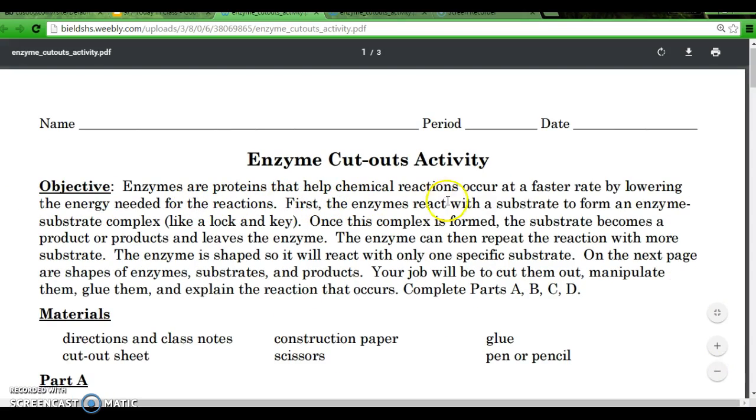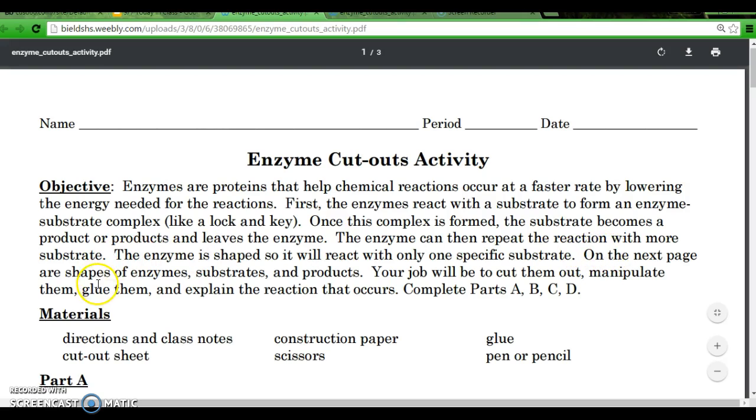Now, first, the enzymes react with the substrate to form an enzyme-substrate complex, like a lock and key. And once this complex is formed, the substrate becomes a product or products and leaves the enzyme. The enzyme can then repeat the reaction with more substrate. The enzyme is shaped so it will react with only one specific substrate.